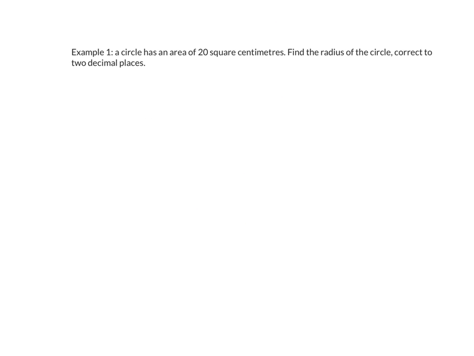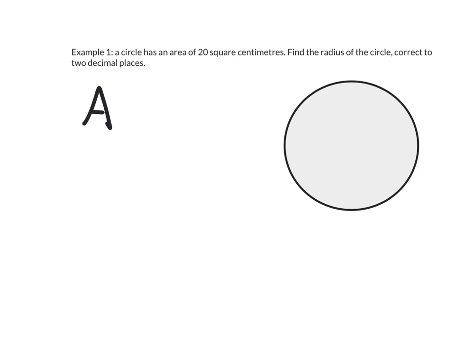So let's have a look at an example here to practice using this relationship to find the radius. So we're told that a circle has an area of 20 square centimeters. Find the radius of the circle correct to 2 decimal places. So let's draw this circle to see what's going on. So we're told that the area, which is the space inside the circle, is equal to 20 square centimeters.